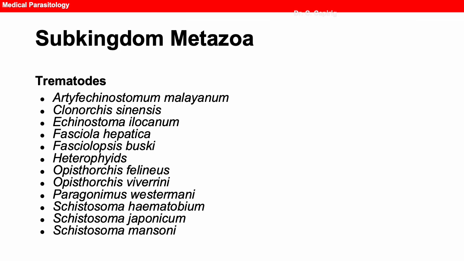For the trematodes, we have the following organisms. We have the Artyfechinostomum malayanum, Clonorchis sinensis, Echinostoma ilocanum, Fasciola hepatica, Fasciolopsis buski, the heterophyids, Opisthorchis felineus, Opisthorchis viverrini, Paragonimus westermani, the schistosome species, Schistosoma haematobium, Schistosoma japonicum, and Schistosoma mansoni.